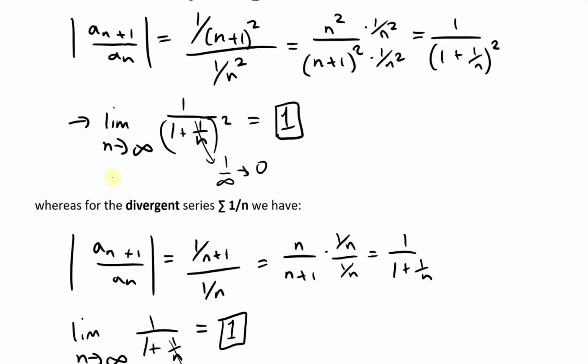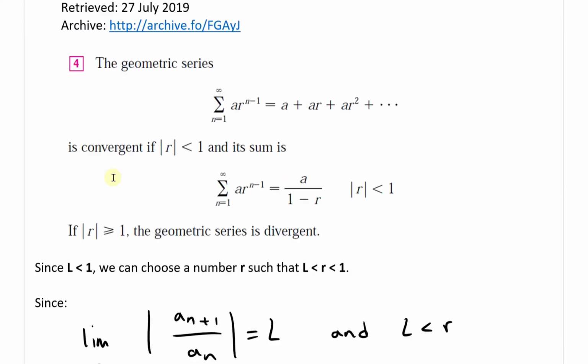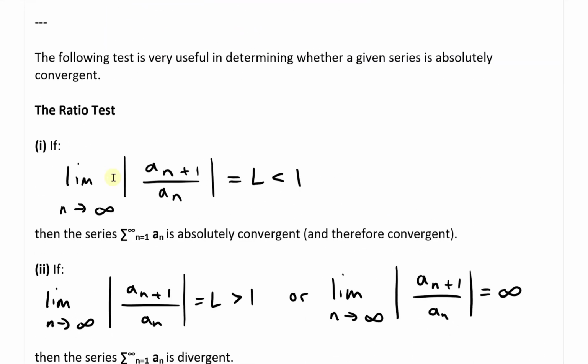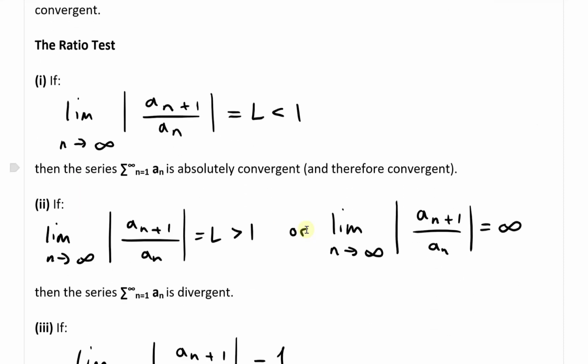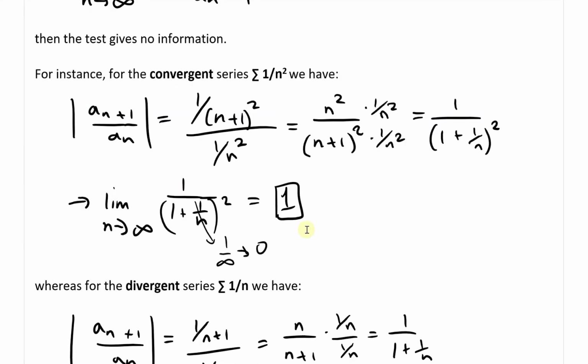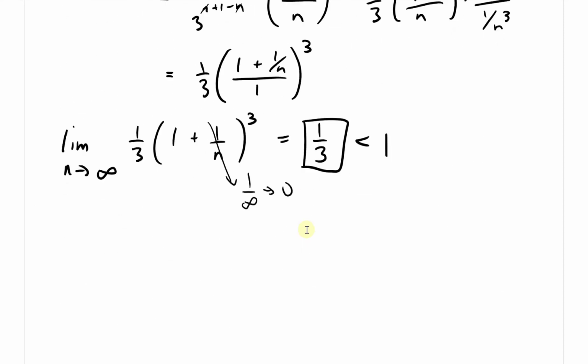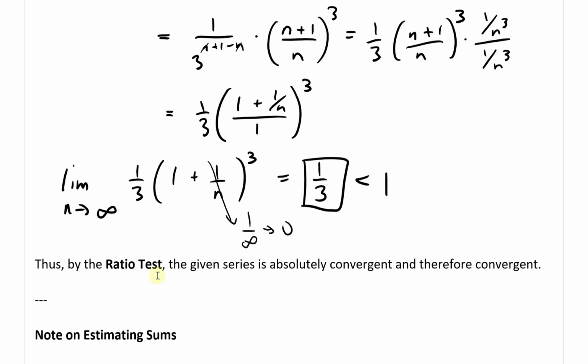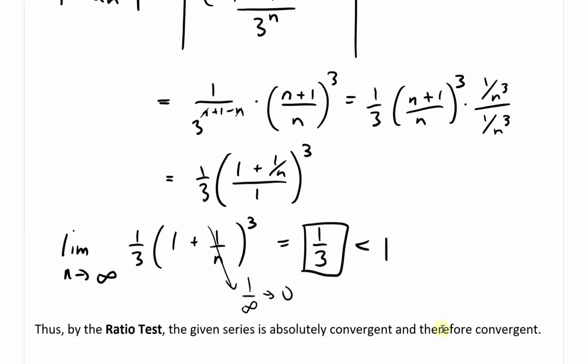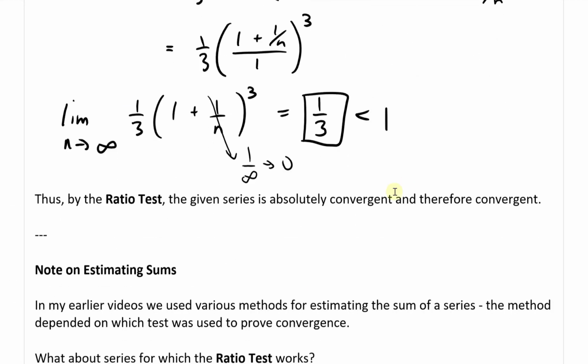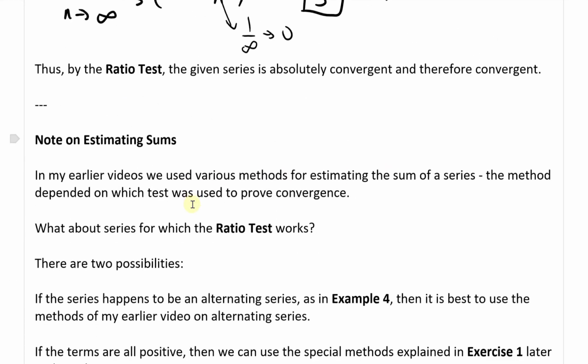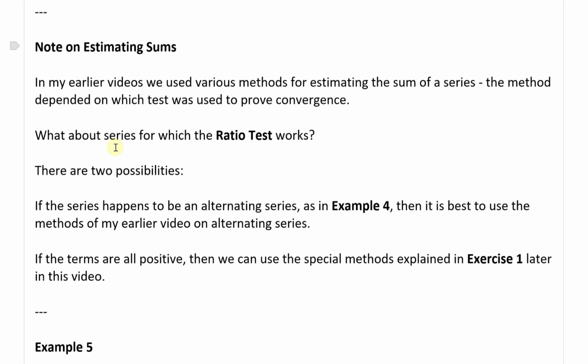Remember the ratio test, scroll up to the ratio test: if the limit is less than 1, the series an is absolutely convergent and therefore convergent. So yes, we've just proven it is absolutely convergent. Thus by the ratio test, the given series is absolutely convergent and therefore convergent in general. Fascinating stuff. Now, a note on estimating the sum.